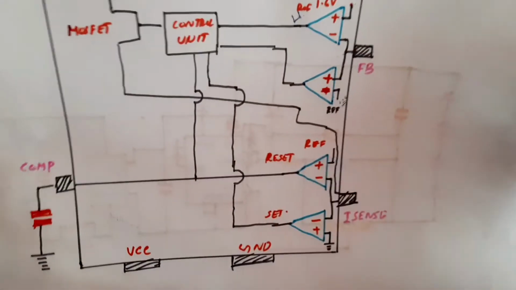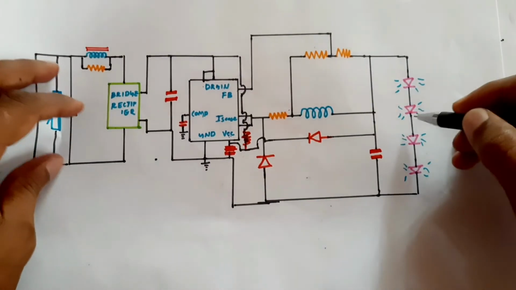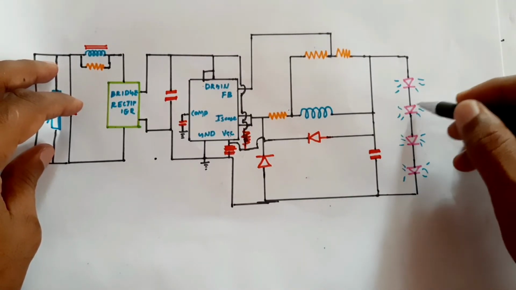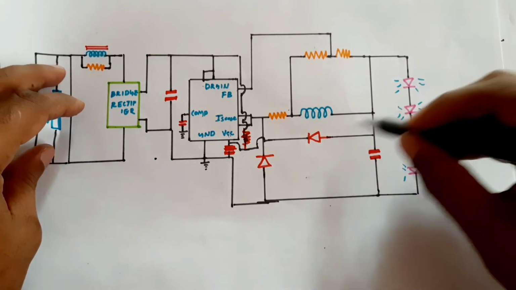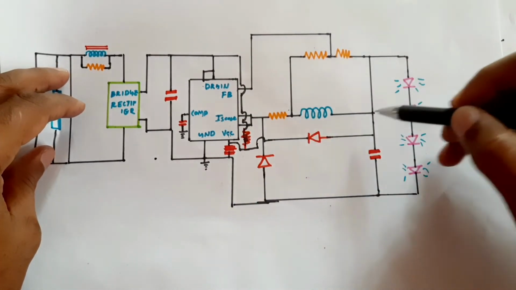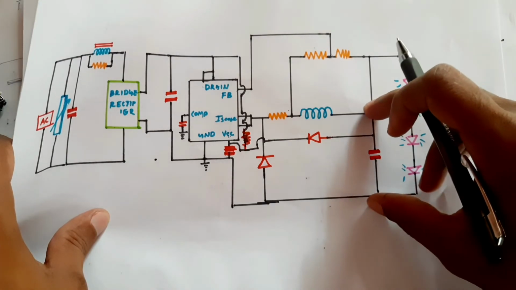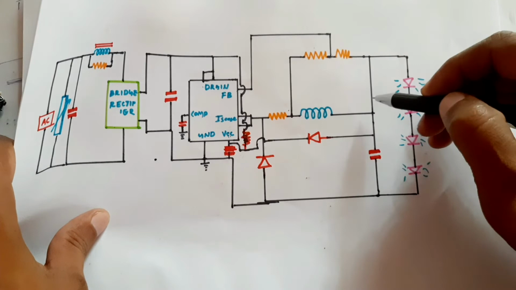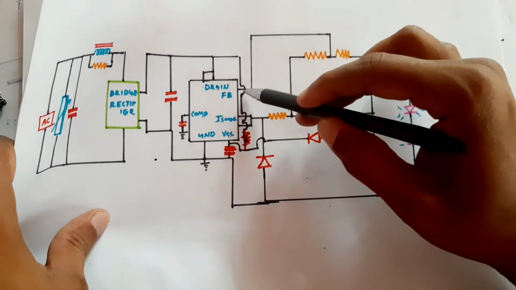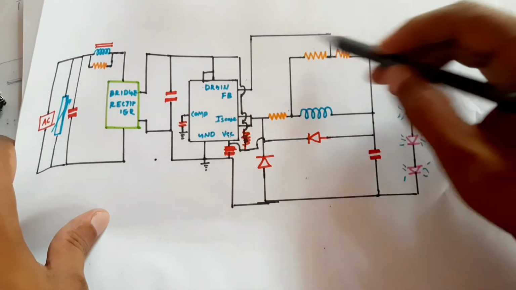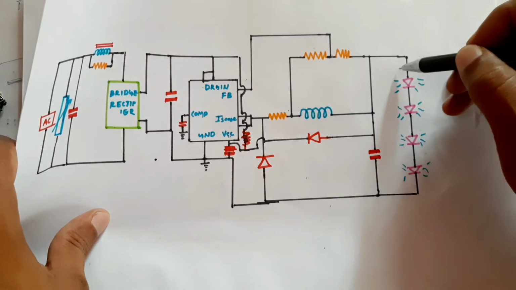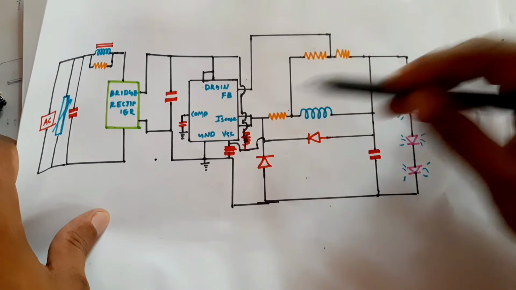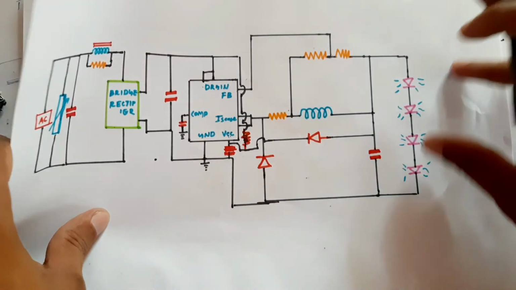When over voltage is occurring, that is, when any of the LED bulbs is open, there will be no current flow through this. That means all the current is flowing to the capacitor only. So the capacitor voltage increases. If more than 1.6 volt reference appears at this point, that means the output voltage is open. So it switches off the transistor.